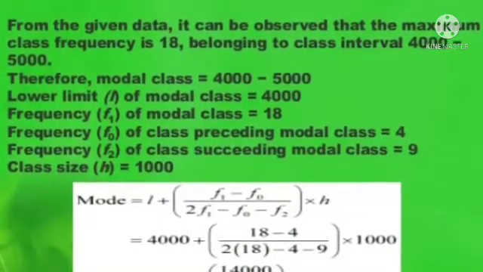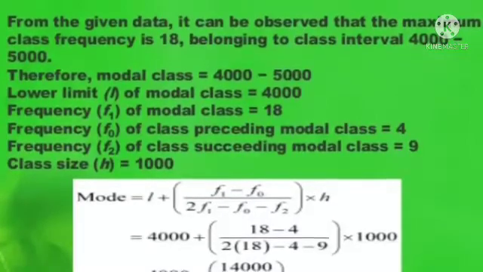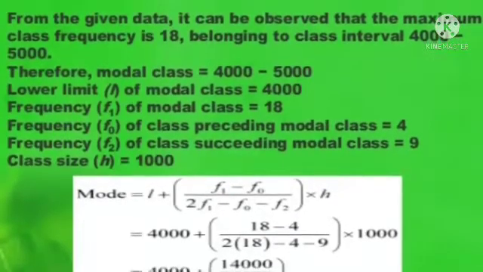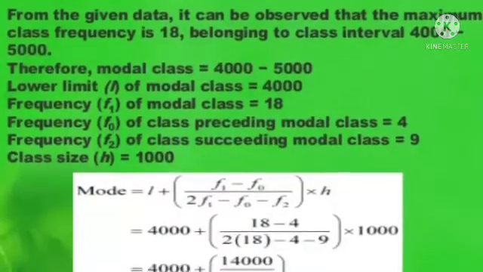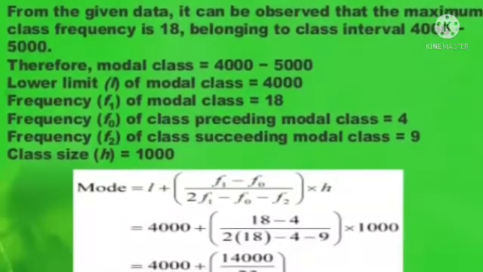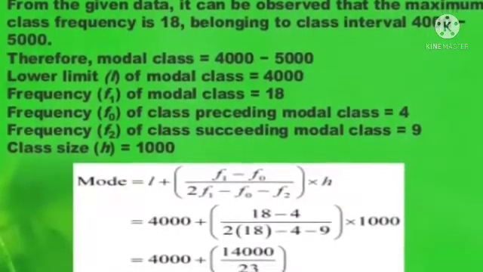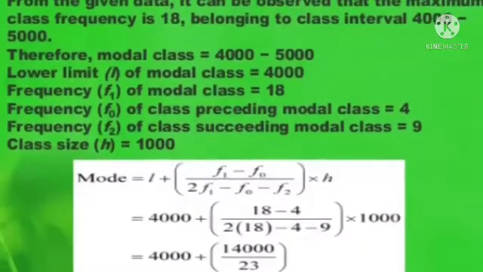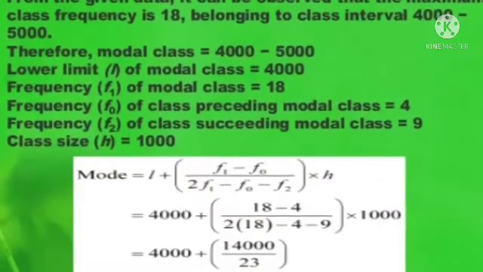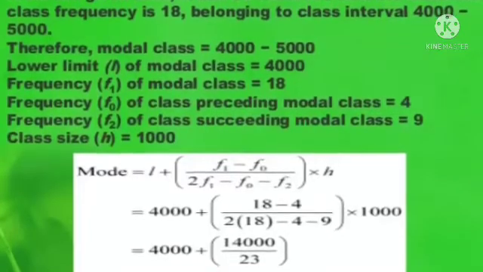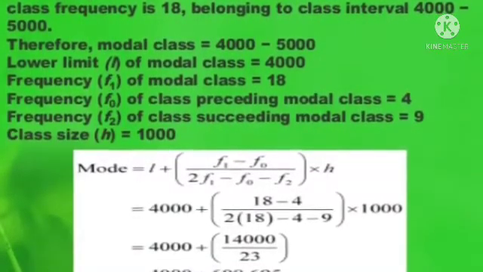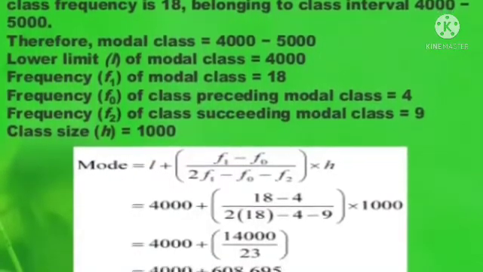Lower limit L of modal class is equal to 4000. Frequency F1 of modal class is equal to 18. Frequency F0 of class preceding modal class is equal to 4. Frequency F2 of class succeeding modal class is equal to 9. Class size H is equal to 1000.